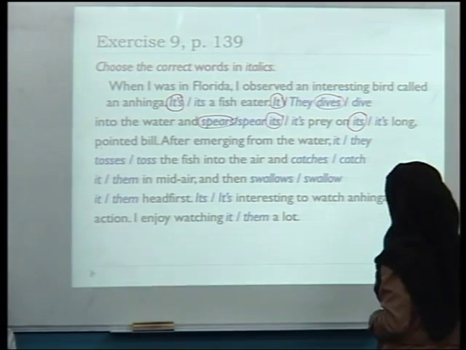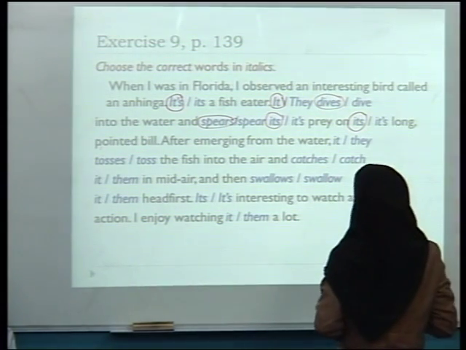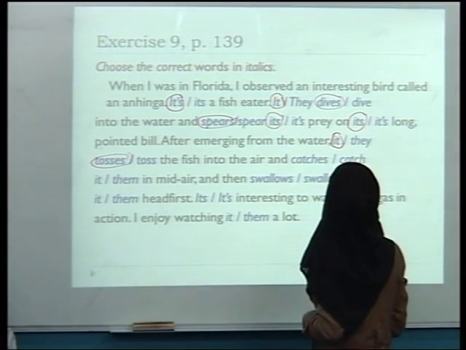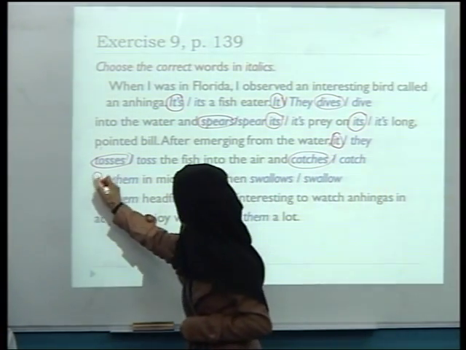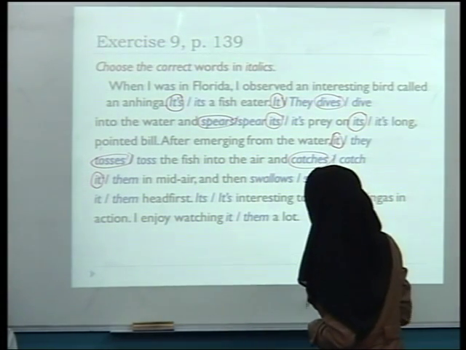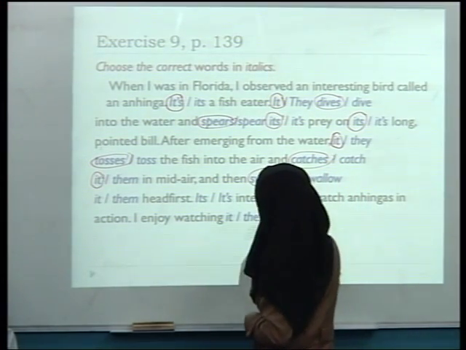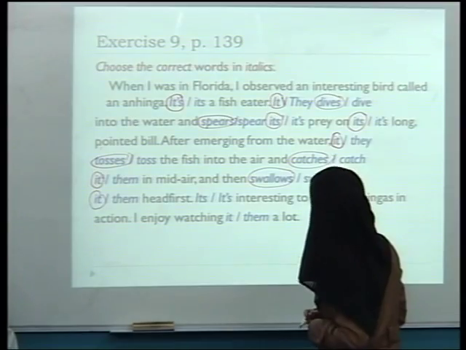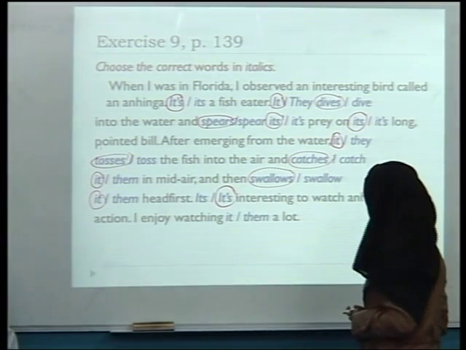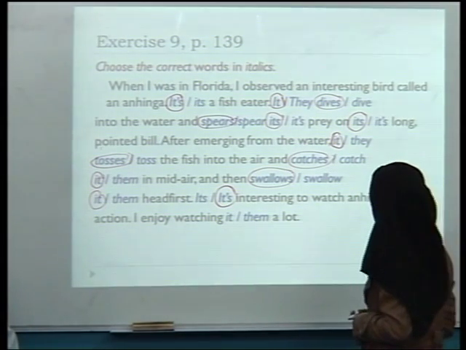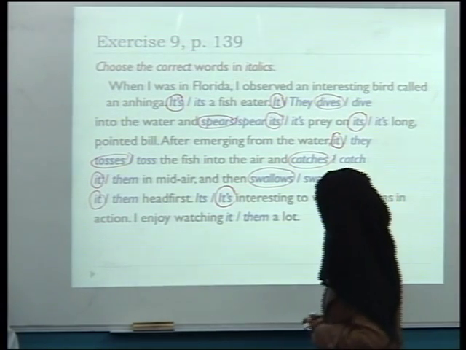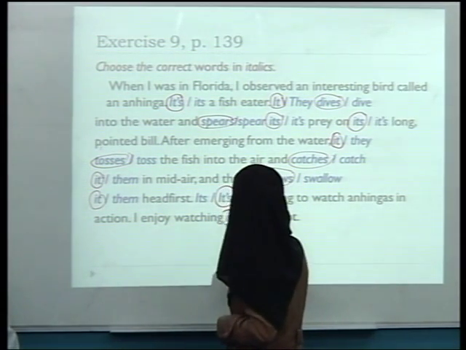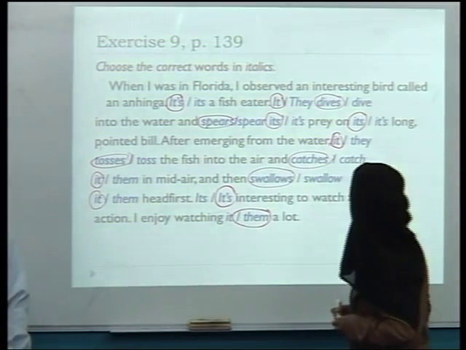Okay. Emerging from the water. Good, it tosses. Thank you. Catches, thank you. It. And then swallows, good. It again. It's with apostrophe or without? It is interesting. Good. It. Now we are talking about the bird and the fish together. What do you think? It or them? Very good. Thank you very much.